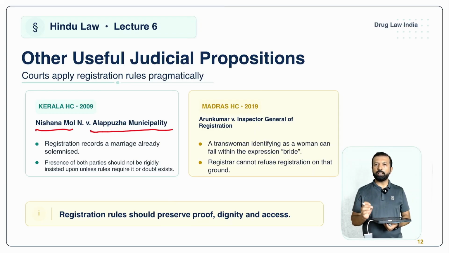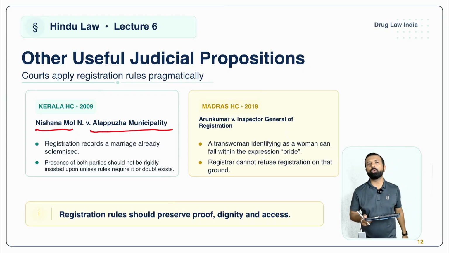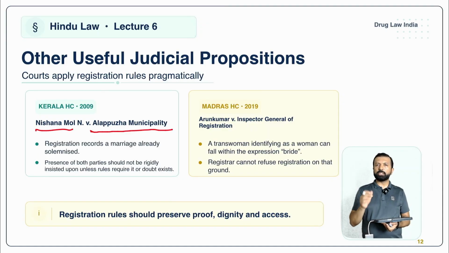The court explained that registration rules deal with marriage already solemnized. The registrar is merely recording that marriage has been completed and a valid marriage exists. The registrar is not solemnizing the marriage. Therefore, presence of both the parties should not be insisted rigidly unless the rules require it or the registrar has a genuine doubt about the identity or the material facts disclosed during the application for marriage certificate.